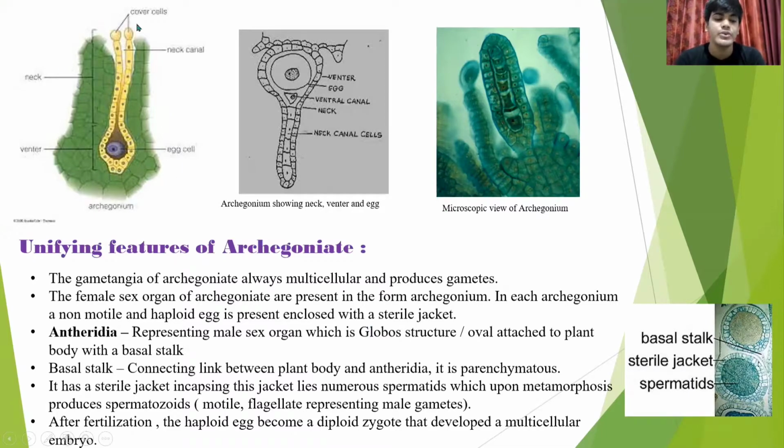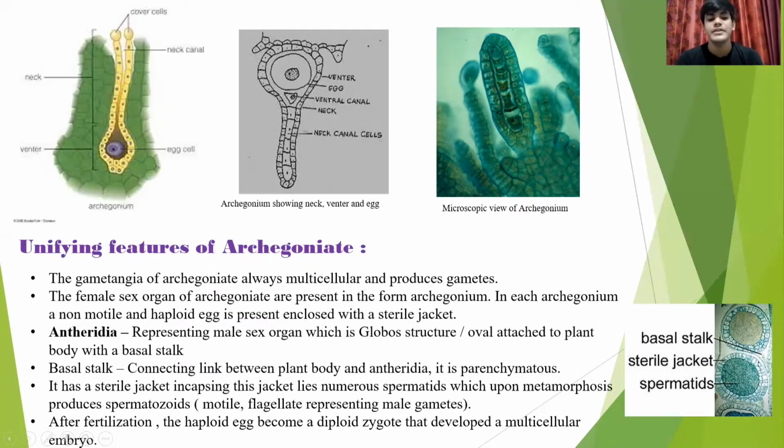Here also, in the case of the archegonium, it is connected to the plant body with a stalk. There is an outer sterile jacket layer and inside are spermatids. These spermatids, upon metamorphosis, which is cell division along with some differentiation and modification, lead to spermatozoids, which are motile, flagellate, and represent the male gametes. As I have shown you in the first slide, the biflagellate structure is a feature of primitive plants. As in the case of algae, we have seen that their male gametes are biflagellated.